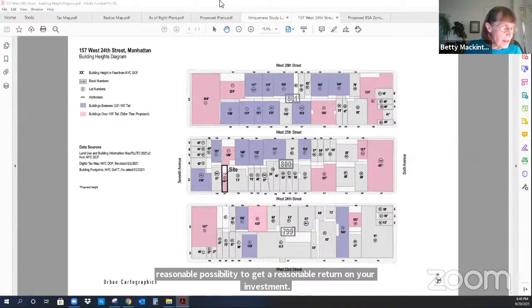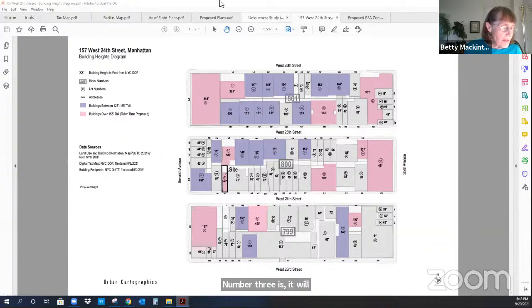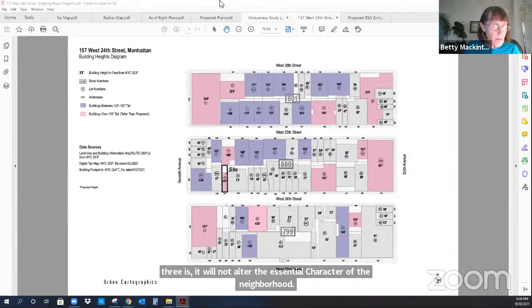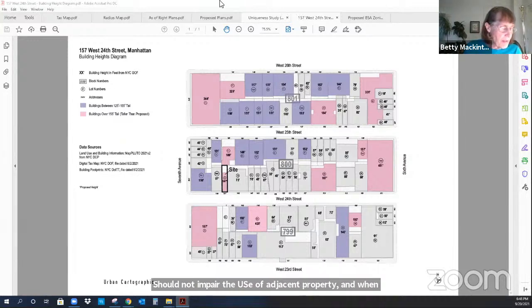Number 3 is it will not alter the essential character of the neighborhood, should not impair the use of adjacent property, and will not be detrimental to the public welfare. I think that's all pretty self-evident. And then the proposal should not be a self-created hardship. So, for example, if that river going through a site was created by the owner, that would be self-made by the applicant, but that's not the case here.